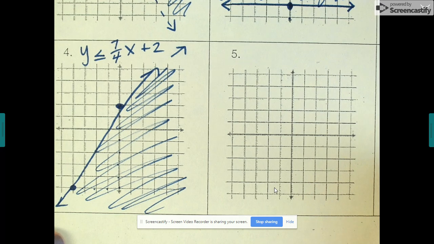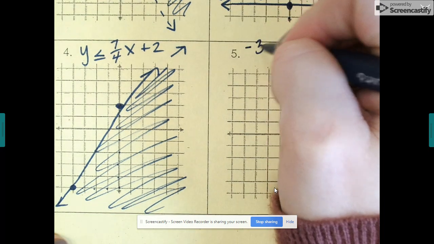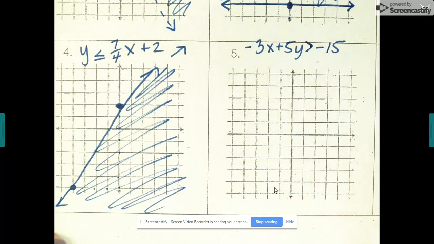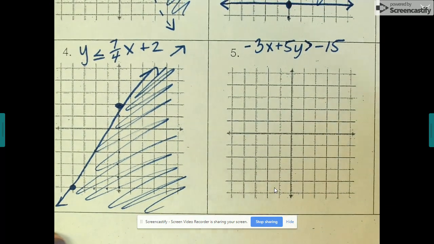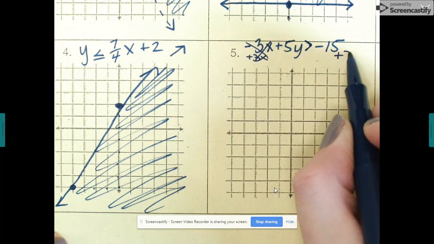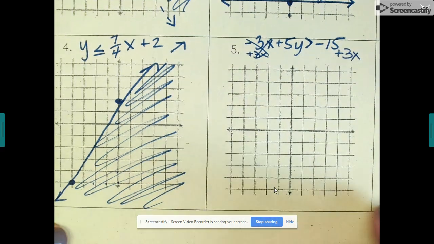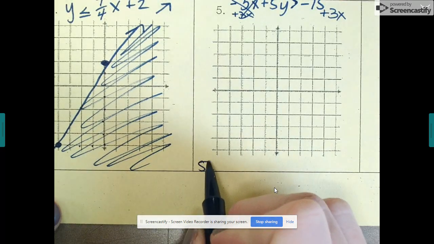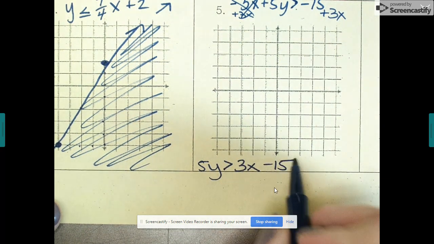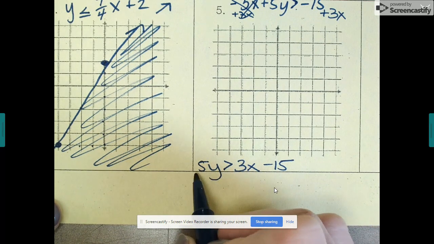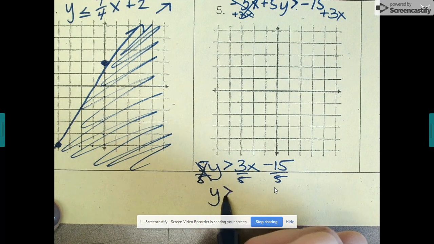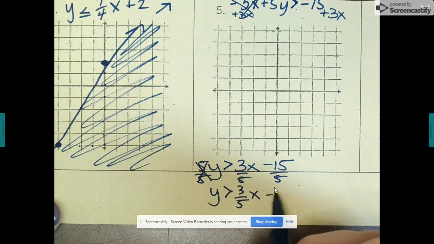Number 5. Negative 3x plus 5y is greater than negative 15. We're going to solve for y. So we're going to add 3x on both sides. So I'm going to do it down here. So now I have 5y is greater than 3x minus 15. Then I'm going to divide by 5 on every term. I have y is greater than 3 over 5x minus 3.